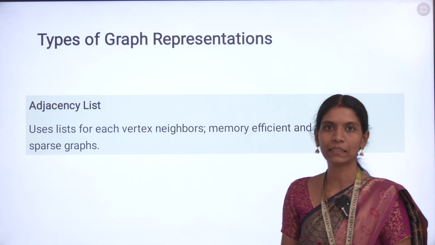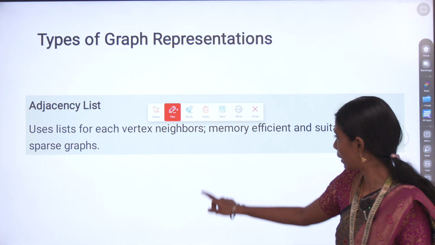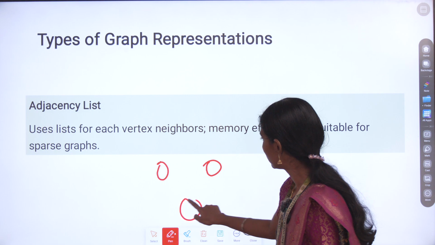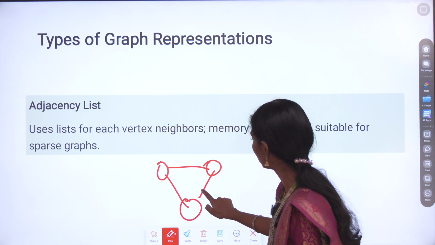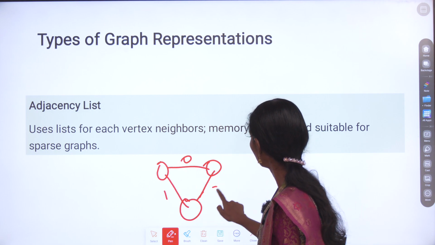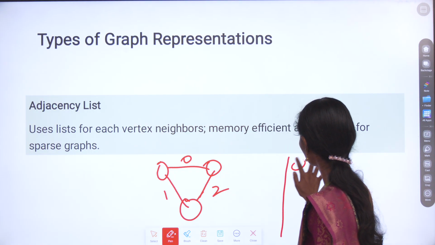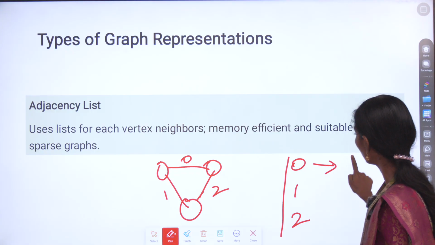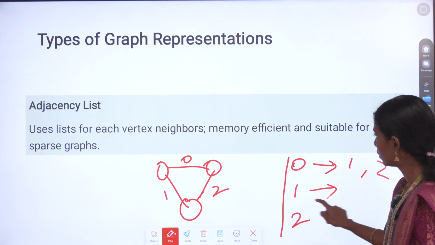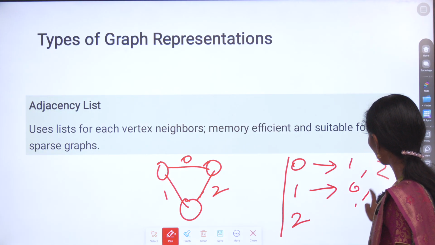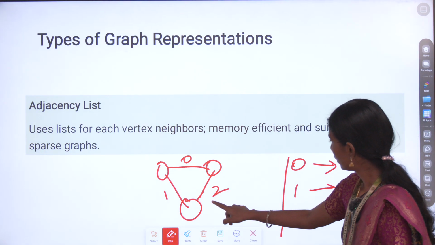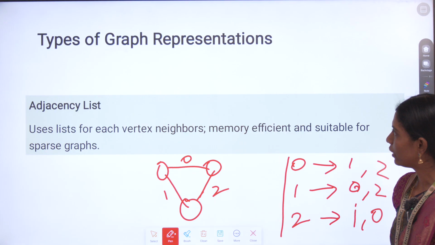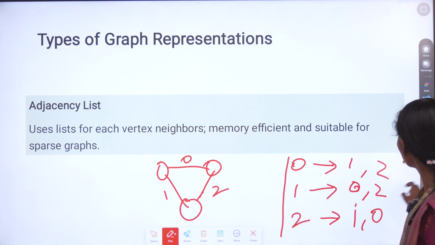Next, adjacency list. It contains 0, 1. The path moves to 1, 2, and 1 moves to 0, 2, and 2 moves to 1 or 0. We represent the adjacency list in this type.